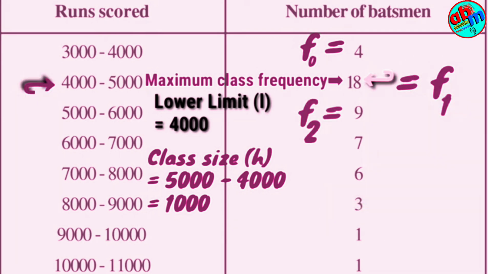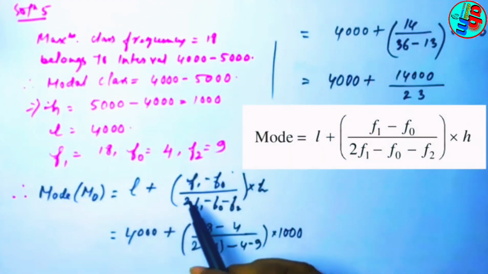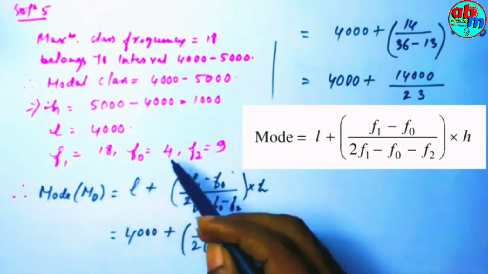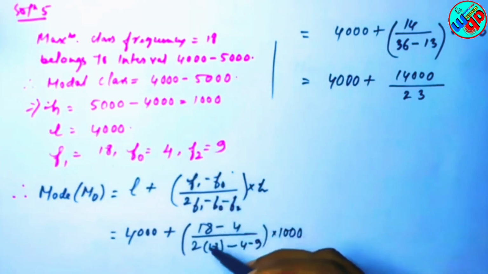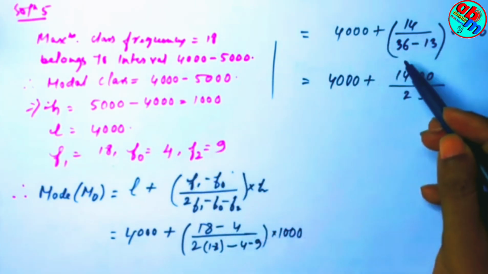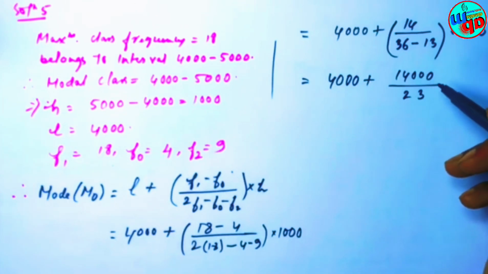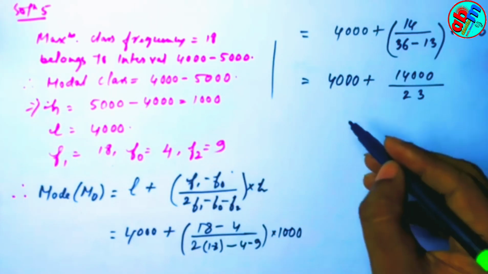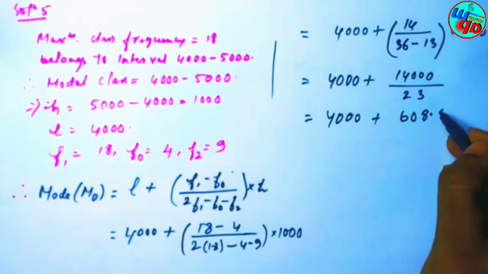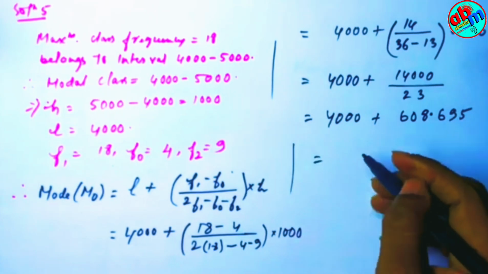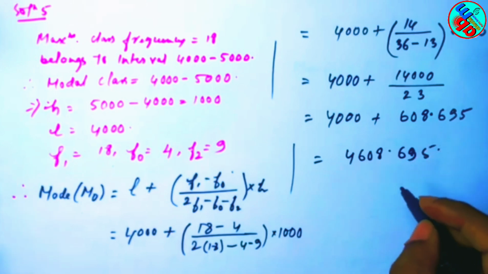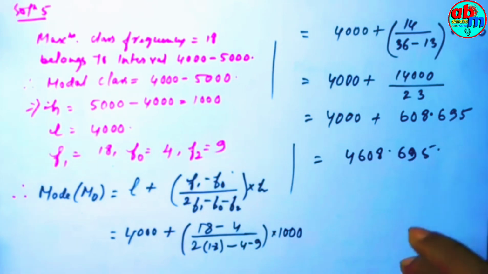Then we shall use the formula to calculate it. By the formula, mode equals L plus (f1 minus f0) divided by (2f1 minus f0 minus f2) into h. Substituting the values, L is 4000 plus f1 as 18 minus f0 is 4, divided by 2 f1 is 2 into 18 minus f0 is 4 minus 9. So 4000 plus 18 minus 4 is 14. 2 into 18 is 36 minus 13, into 1000. So it is 14,000 divided by 23. After dividing it we get 4000 plus 608.695. So by adding we get 4608.695. Therefore the mode of the given data is 4608.695. This is our answer.